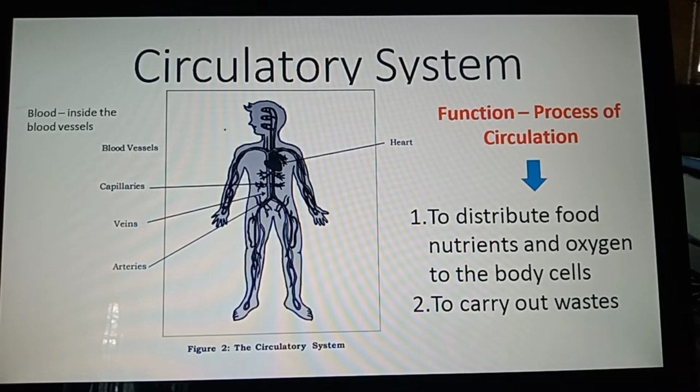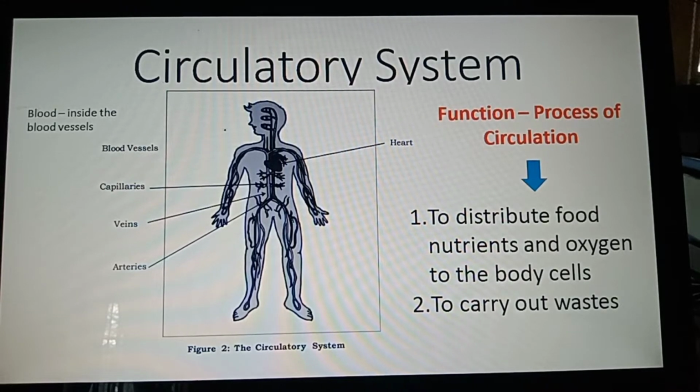Ulitin ko, children, ha? Ang circulatory system ay para sa process of circulation. And pag sinabi nating process of circulation, merong dalawang activities na nangyayari. Una, to distribute food, nutrients, and oxygen to the body cells. Or, ang pagbibigay or pagdadala ng food, nutrients, and oxygen to the body cells.